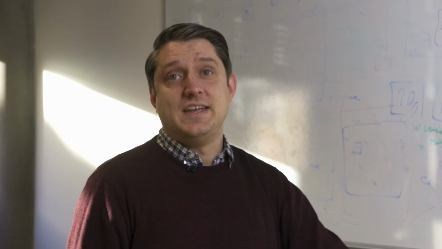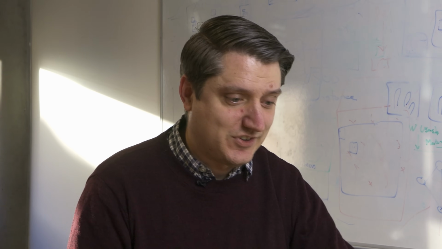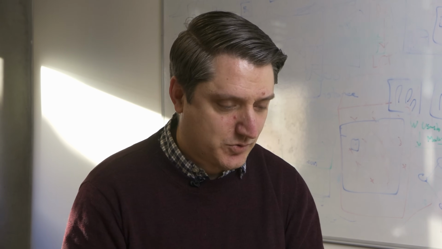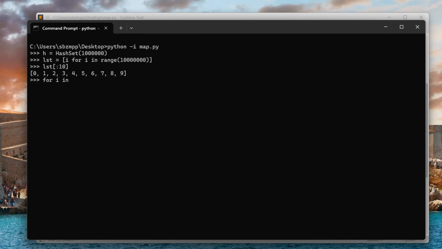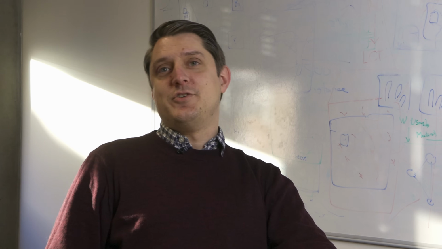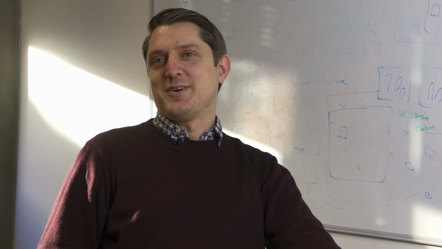So now we can add all these items into our hash set, which is a little bit of a slow process, but shouldn't be too bad. So we can say for integer in list, h.add(I). And it's just going to go off and do that. By the way, if you use the actual Python set, it's much, much faster.